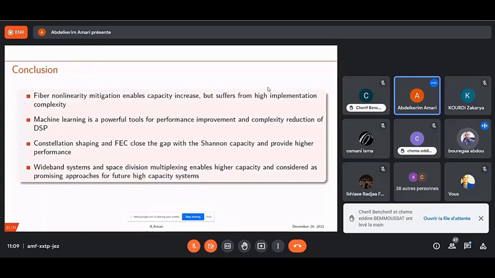And what about the type of modulation to use? QAM. Still use, yeah, the direct detection.